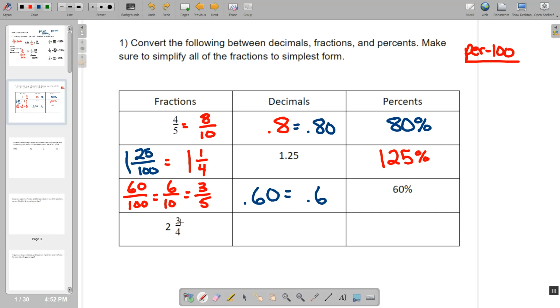I can multiply the numerator and denominator by 25 to get 2 and 75 100ths. 75 100ths is 75%. This is over 100%, so this would be 275%. As a decimal, this would be 2 and 75 hundredths. We're going to do a lot of these conversions. I know I went pretty quick through that, but if you have any questions, make sure you let me know.